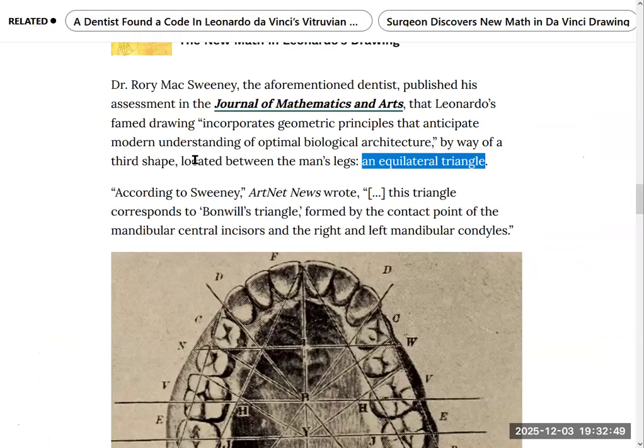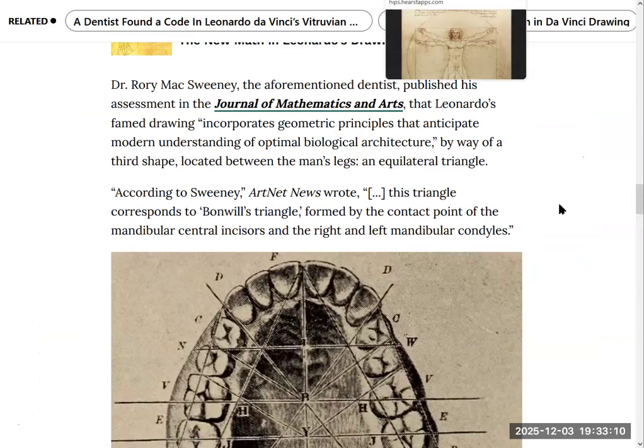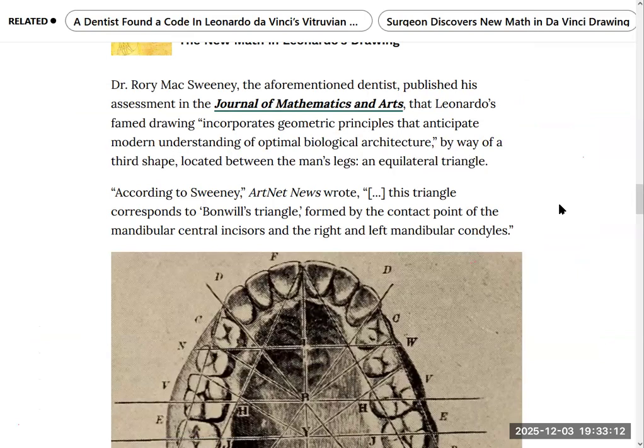But what it was saying was, is this the quote: by way of a third shape. This is the third shape, not the circle, not the square, but a triangle, and it's between the man's legs. That's a bit of a surprise, isn't it? So if we go back again, well, no, let's read this a little bit further because we don't have enough information here. First of all, let me read the whole thing back to you, and maybe it will remind me of any little details.